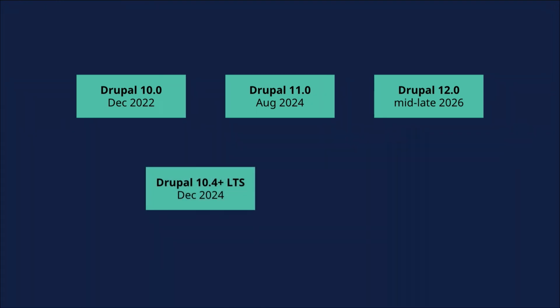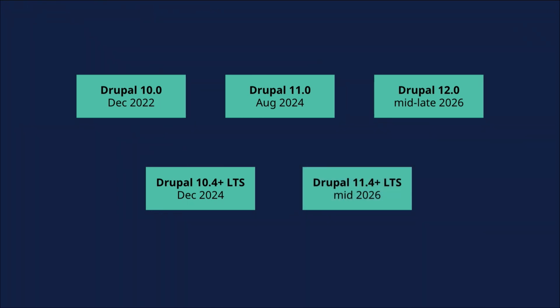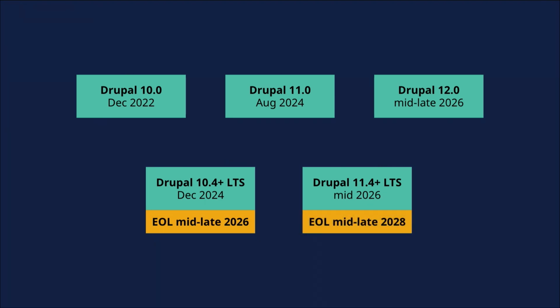So we go to long-term support with Drupal 10.4 this December. And we'll have long-term support of Drupal 11 starting mid-2026, around when Drupal 12 is released. And so we have the end of life in mid-late 2026 of Drupal 10, and likewise for Drupal 11. What this new system allows you to do is to stay on Drupal 10 long-term support, then move into Drupal 11 long-term support when Drupal 12 comes out, and then move into Drupal 12 long-term support when 13 comes out.